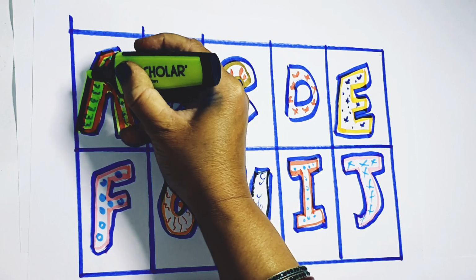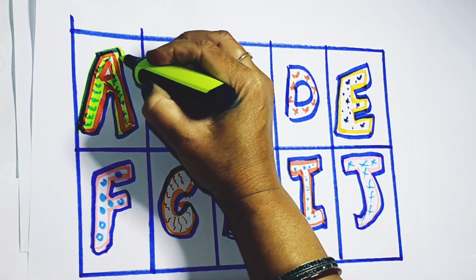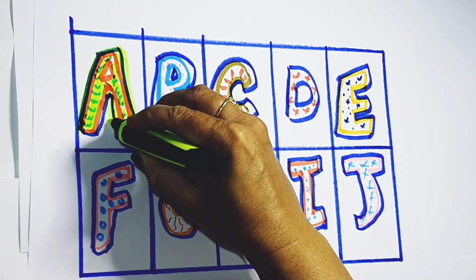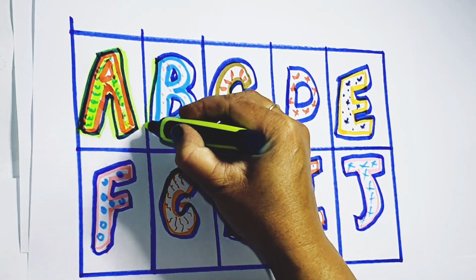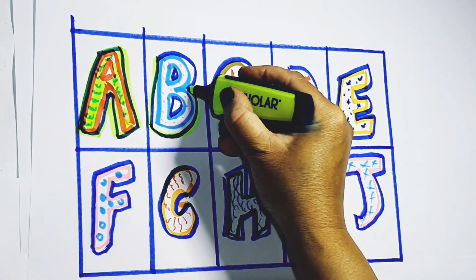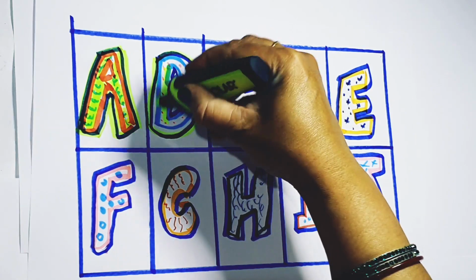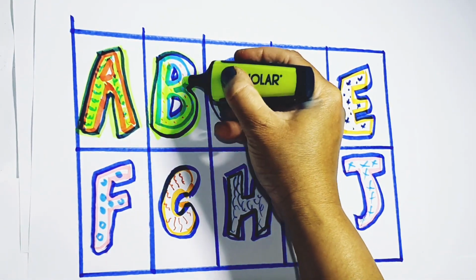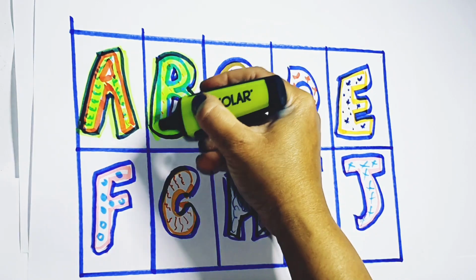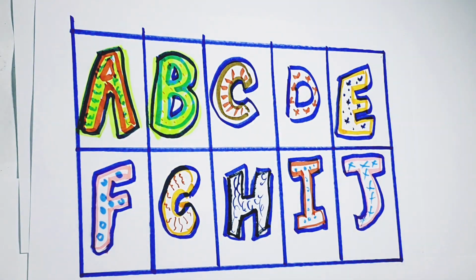A for aeroplane. A for aeroplane. B for butterfly. B for butterfly.